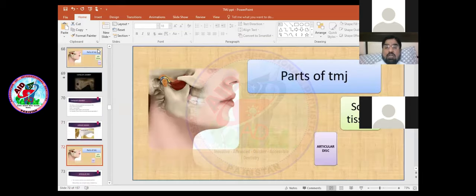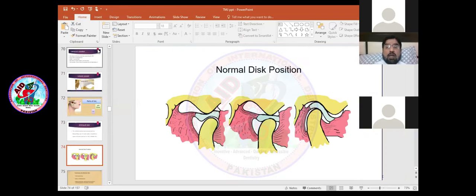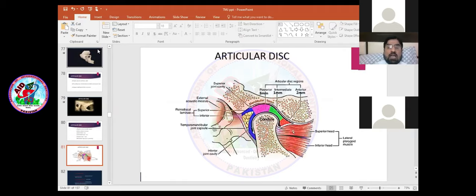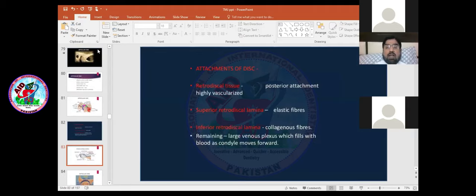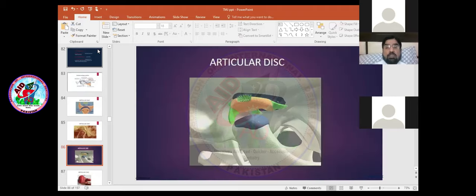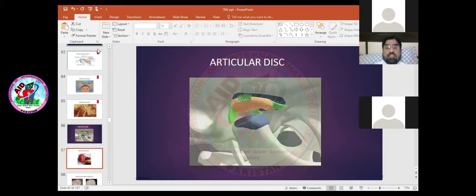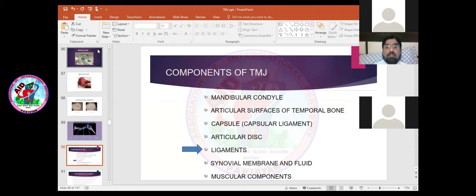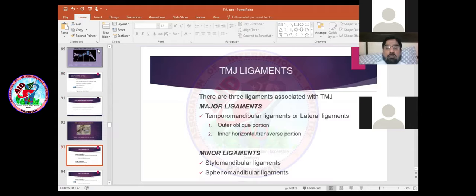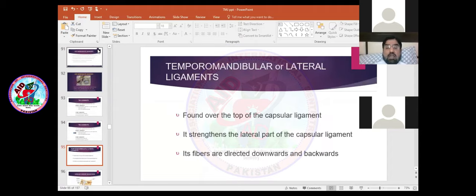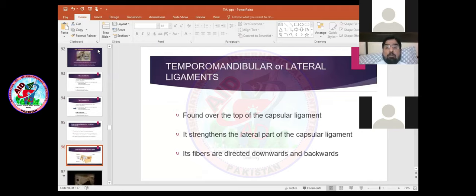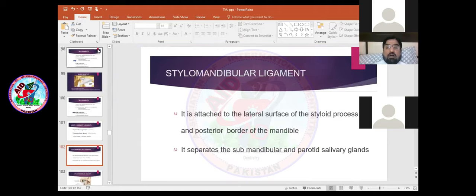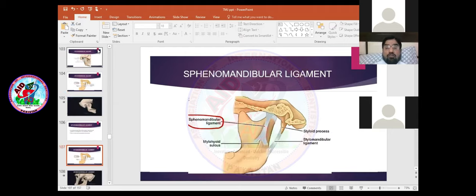Then we went for the articular disc in detail, its positioning, its function, its morphology and all related subjects, especially its zones, its attachments, posterior and anterior, and its bands: anterior, middle, and posterior. Then we went for its detailed description with articulation, its surfaces, posterior and inferior. Then we covered the ligaments, the temporomandibular ligament and the lateral ligament, which is the temporal oblique ligament, then the transverse ligament, then the major stylomandibular ligament. Then we covered the sphenomandibular ligament and its detailed anatomy.